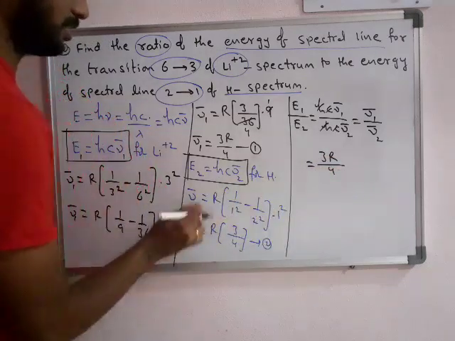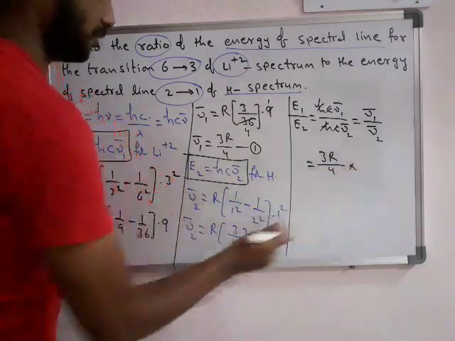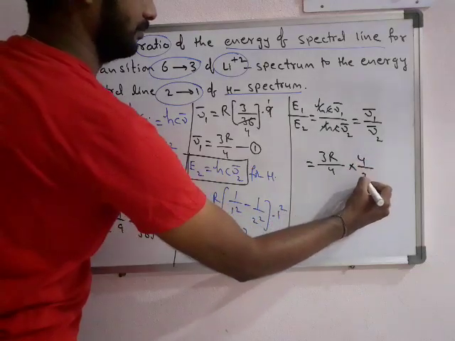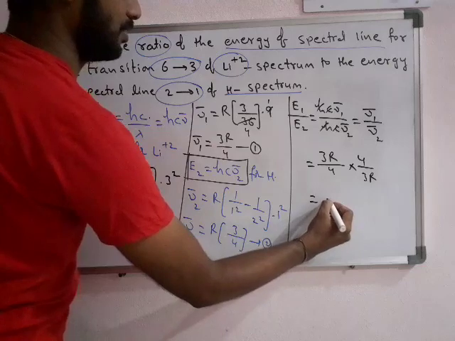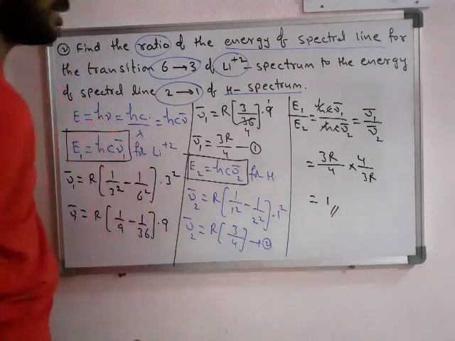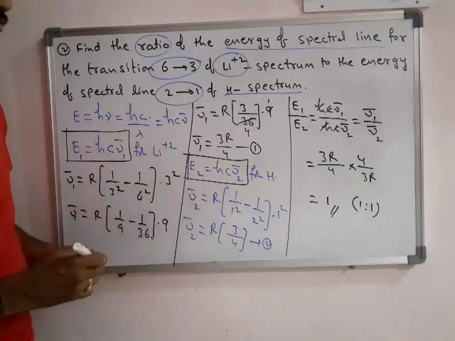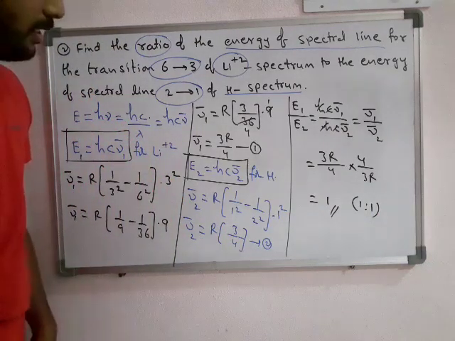3R by 4. What is the nu 2? What is the nu 2 bar? 3R by 4. Exactly. So finally the ratio is only 1, means they are in the ratio of 1:1. Okay.